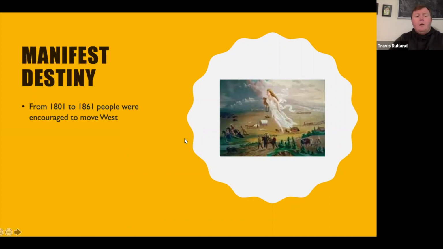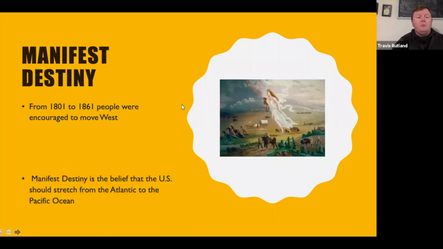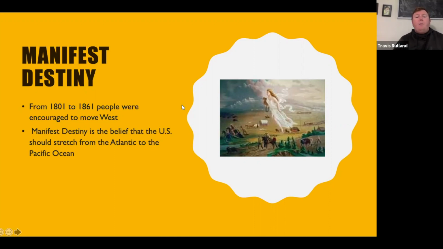Manifest destiny. All right, so from 1801 to 1861, people were encouraged to move west in the United States. All right, we wanted to expand west. Now, manifest destiny itself is the belief that the U.S. should stretch from the Atlantic Ocean to the Pacific Ocean. Okay, so from sea to shining sea. We've probably heard it in songs, poems, what have you. Okay, we want the U.S. to stretch from ocean to ocean.